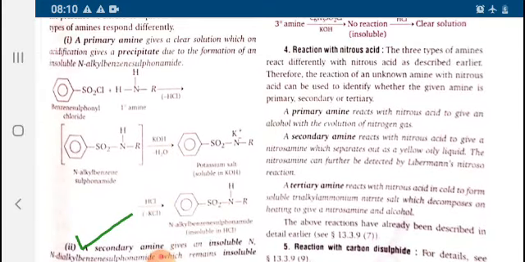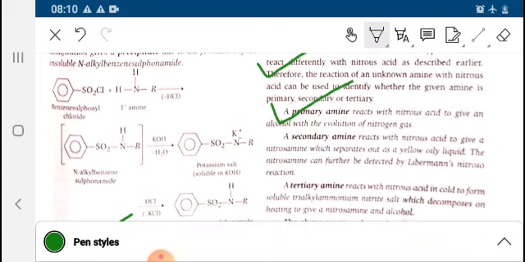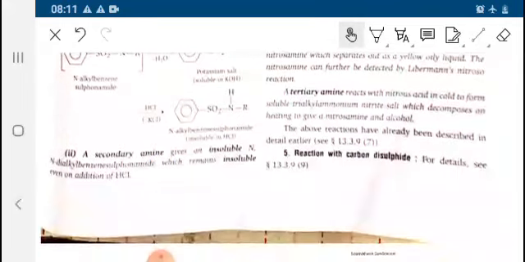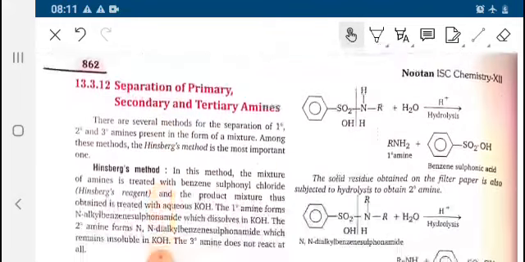Similarly is the reaction with nitrous acid. 1-degree amine reacts with nitrous acid to give an alcohol, whereas 2-degree amine with nitrous acid gives nitrosamine, and 3-degree amine gives trialkyl ammonium nitrite. So these are the products which are formed, which are completely different from each other.